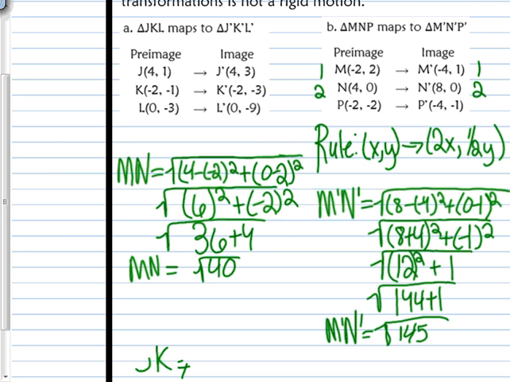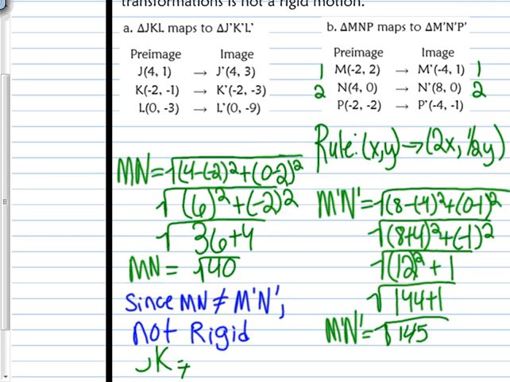Okay, so the length of M prime N prime is the square root of 145. So using the same language we used last time, since MN does not equal M prime N prime, it's not rigid. If the lengths of the sides were the same, we'd have to then try the length of NP to N prime P prime, and then PM to P prime M prime. But since one of the sides is not the same, we can then conclude that the whole thing is not rigid.